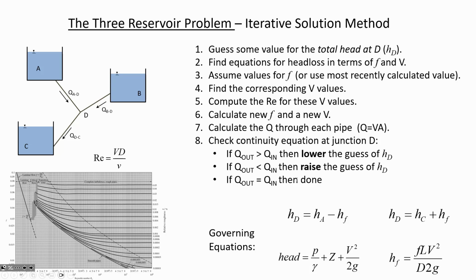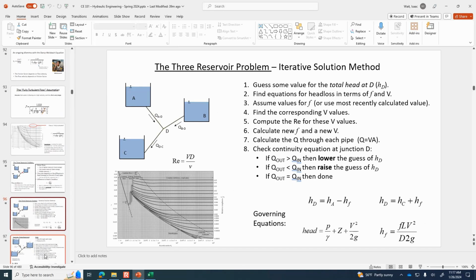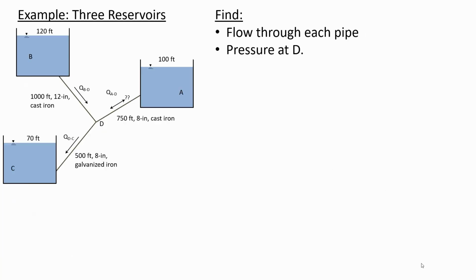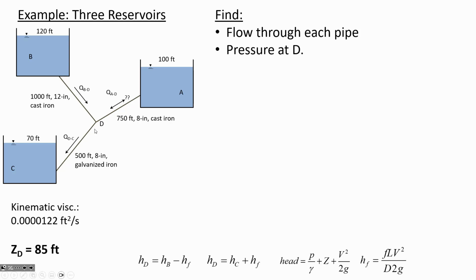All right, well, if not, what I'd like you to do is open up that spreadsheet template, because we're going to apply it to this scenario where we've got water at 120 feet in reservoir B, at 100 feet in reservoir A, and 70 feet at reservoir C. So we want to know the flow through each pipe and the pressure at D.